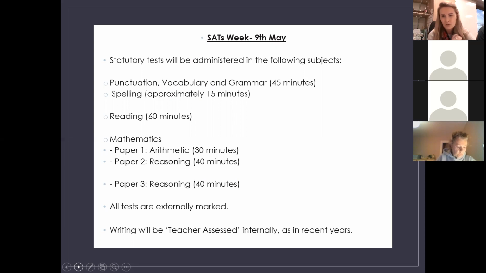It's less stressful. They're not having to write to a test. It's more natural for the children. So yeah, we much prefer that the writing is teacher assessment. It gives the children a much better chance to succeed and be the best that they can be. So that's a real positive. All of the others will be tested during that week.